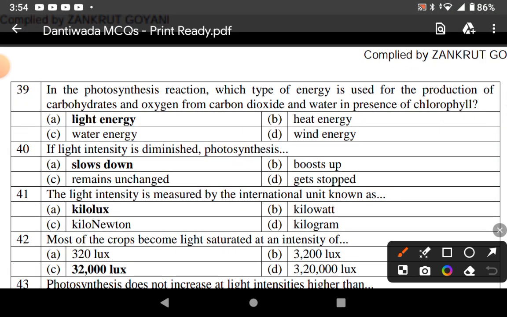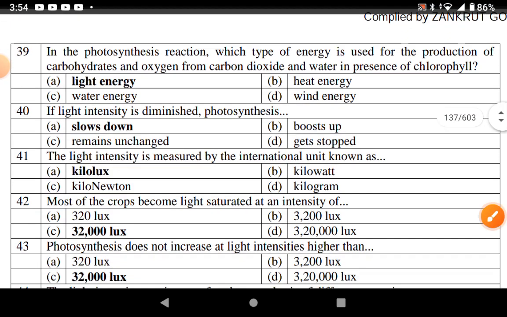In photosynthesis reaction, which type of energy is used for the production of carbohydrate and oxygen from carbon dioxide and water in the presence of chlorophyll? It is light energy. If light intensity is diminished, the photosynthesis is slowed down. The light intensity is measured by the international unit kilolux.